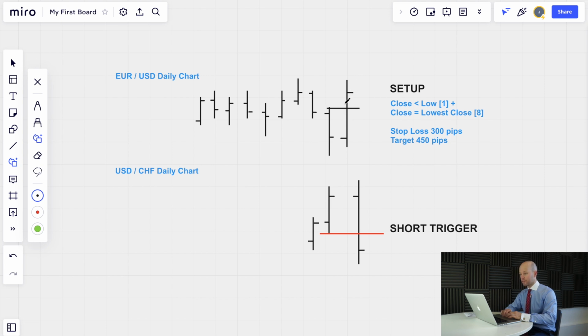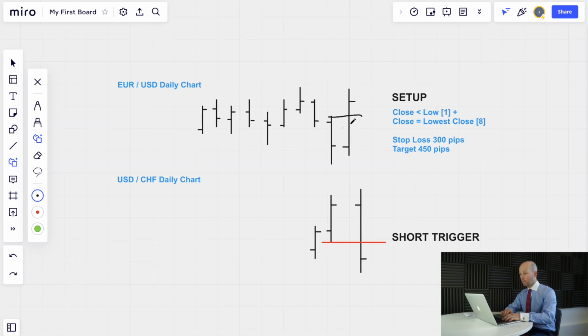However, if we're going to look at the setup on euro dollar but execute the trades on USD Swiss franc or USD Canadian dollar, then we're not going to do that. What we're actually going to do, let's just get rid of that I've drawn, is the minute we see this setup bar on euro dollar, we then move to the next chart, whether it be Swiss franc or Canadian dollar, and we're going to see a bar something like this. And remember, I said if we see this buy setup on euro dollar, then we're looking for a short setup on the other 2 markets.